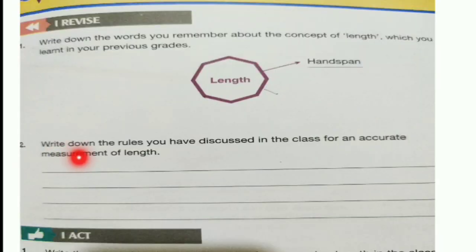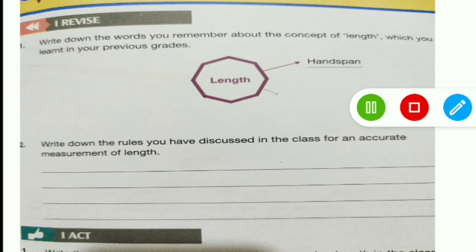Is the question children. Write down the rules you have discussed in the class for an accurate measurement of length. Children, here the rules I have told you: we can begin to guess the length and then verify using the same unit, or the second rule is no overlap or gap should be left between the units. Just now I have shown you the activity. There should be no overlap or gap left between the units. These things you have to write down here.